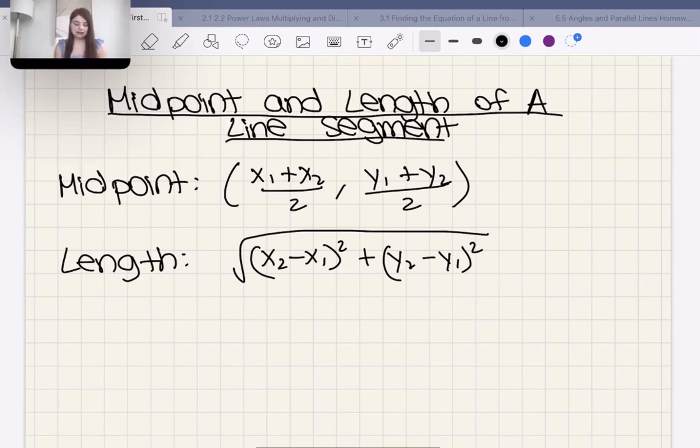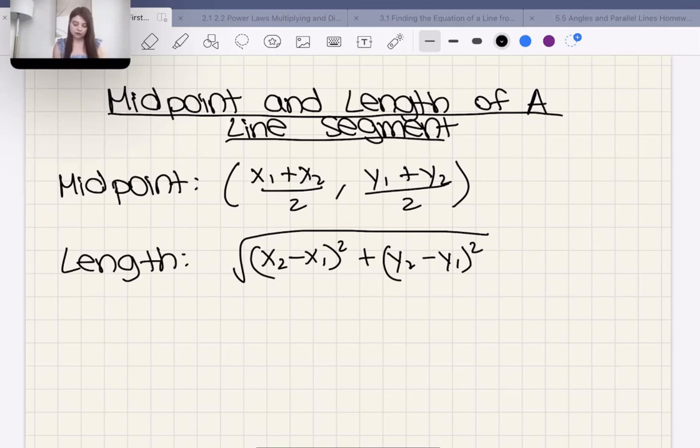So basically, today we're going to be talking about how to find the midpoint and also the length of a line segment when we are just given 2 points, two XY points. Let's first discuss the midpoint.